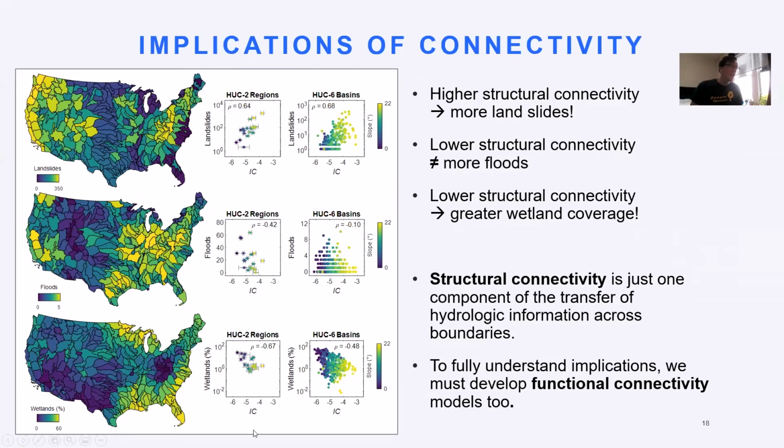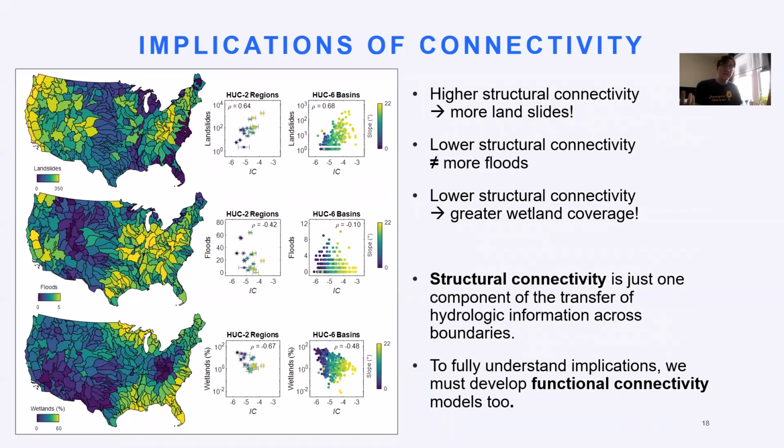And then lastly, what I see here is that as we get lower connectivity, lower hill slope connectivity, we actually get a greater concentration of wetlands within a basin. So that's an interesting result there.